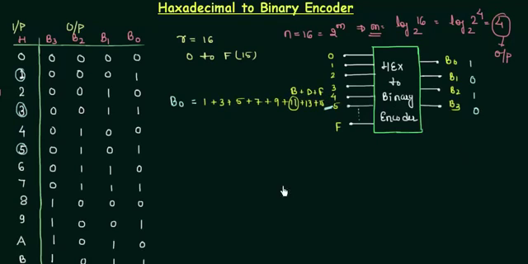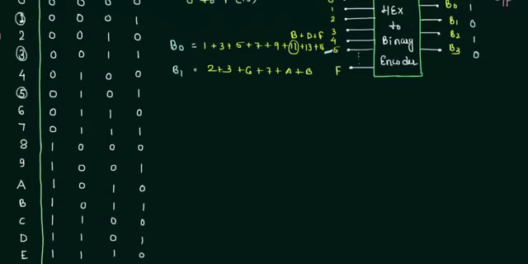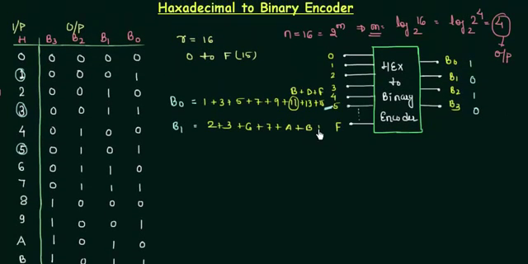Okay, let's see for B1, and B1 is high for 2, 3. Let's write it down, 2 or 3. Then 6, 7, so 6 or 7. Then A, B, so A or B, and finally for E, F, so E or F.